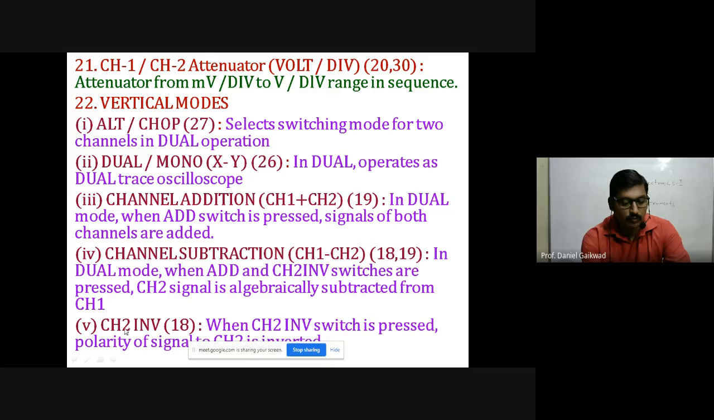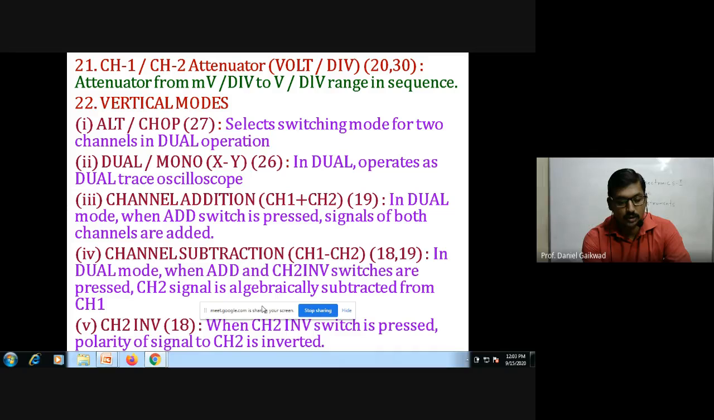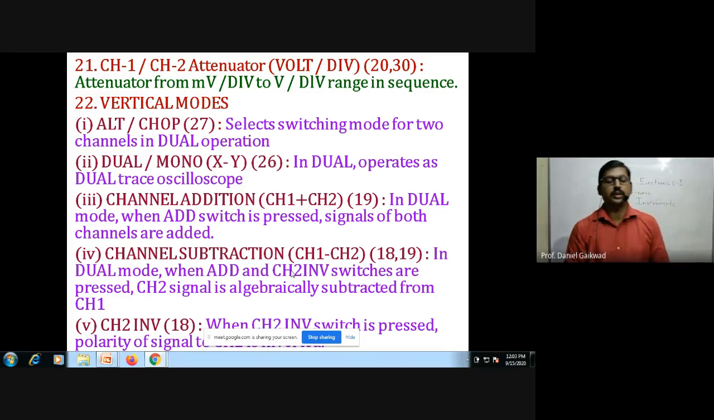Now next is fifth, channel 2 invert, number 18. In that case we invert the channel by switching that particular number 18 key. So the polarity of the signal will be reversed, inverted like this. When the channel 2 invert switch is pressed, the polarity of the signal of channel 2 is inverted. That can be done by changing the polarity: the positive half cycle we convert into negative and the negative into positive, and then we have the addition or subtraction of channel 2 with channel 1.